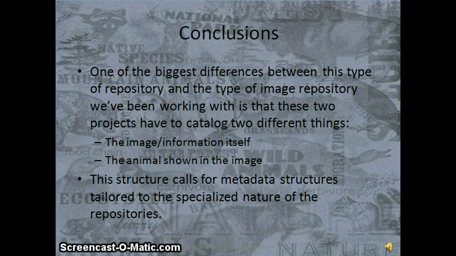One of the biggest differences between this type of repository and some of the other image repositories we've been looking at is that we're cataloging two different things. We've got to have metadata information to catalog the image or information itself. That's these information packages that we've got to describe. And then we also give information about the animal that's shown in the image. So we've really got two different things that need to be cataloged. And these metadata structures then need to be very tailored to the specialized nature of the repositories.